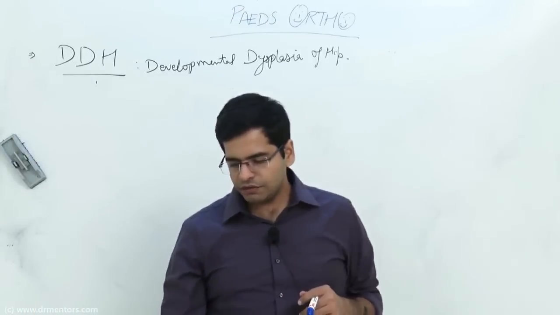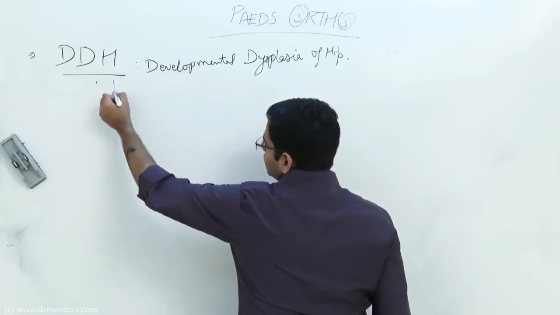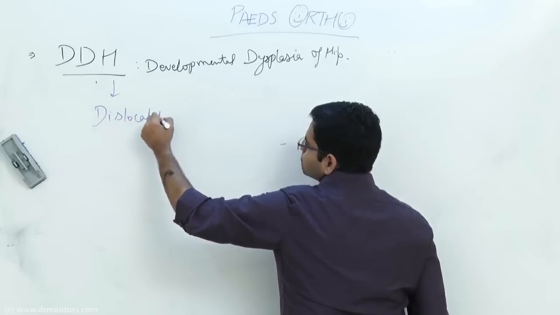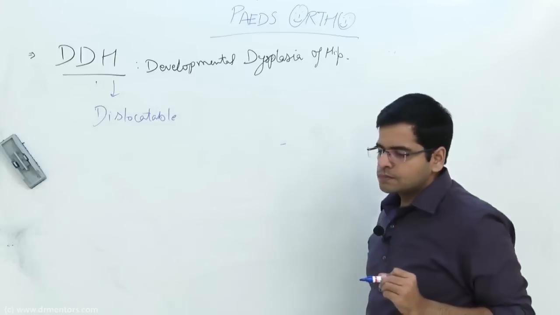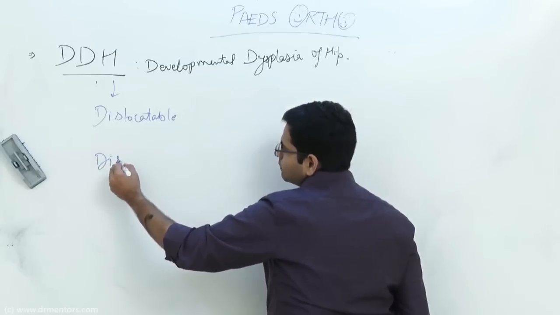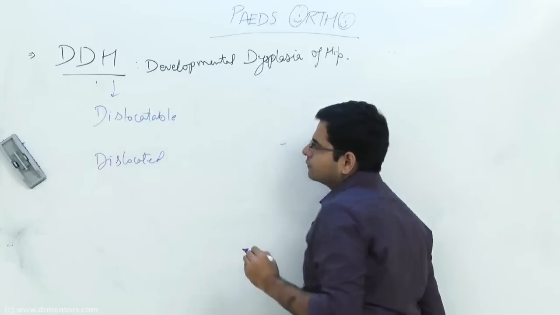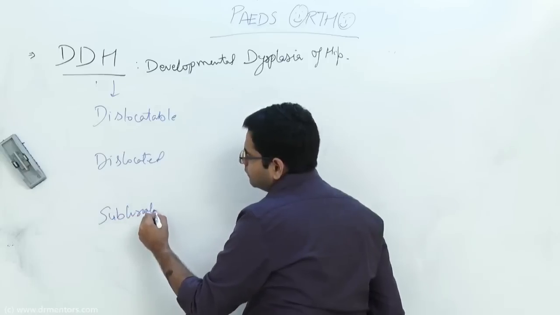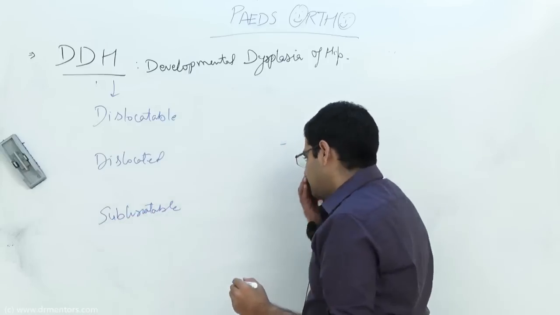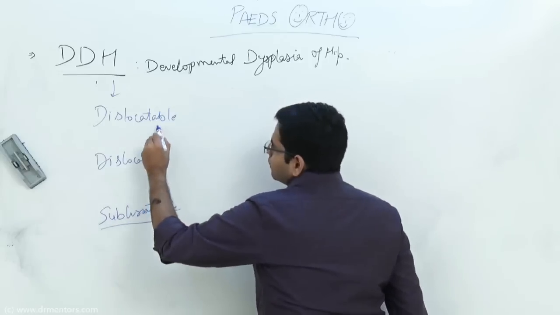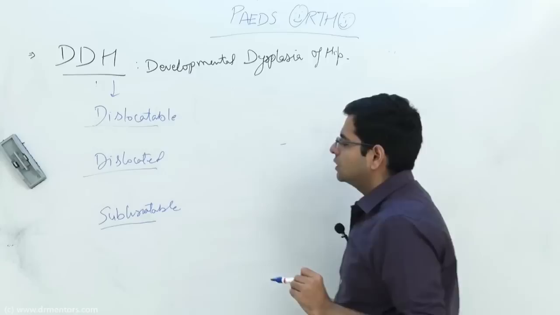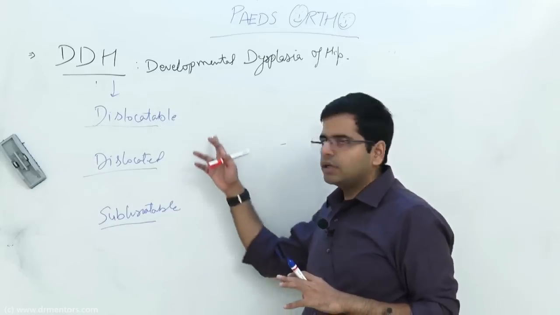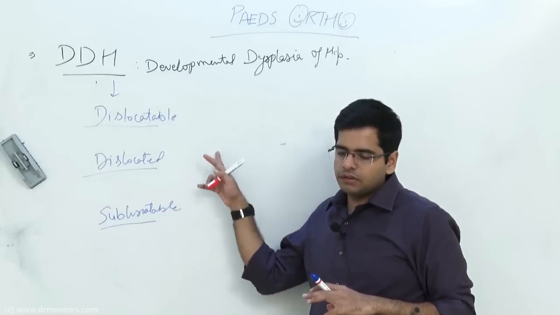Now the classification. It is classified as subluxatable, dislocatable, dislocated. So this is least severe, middle severe, most severe. It can be broadly classified as subluxatable, dislocatable, dislocated.